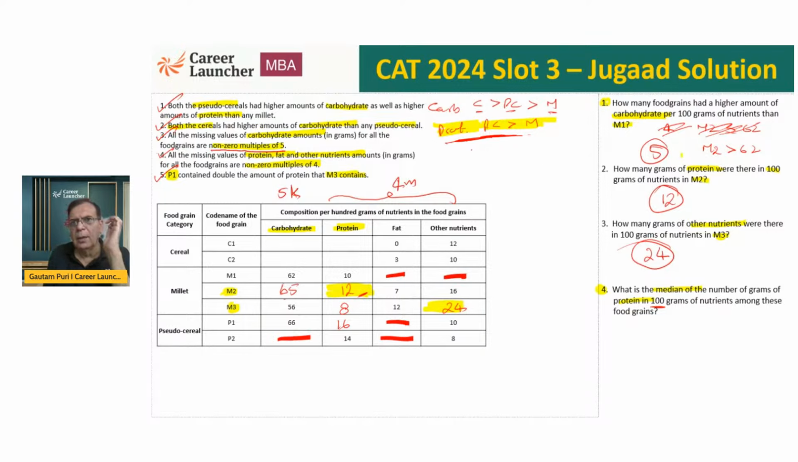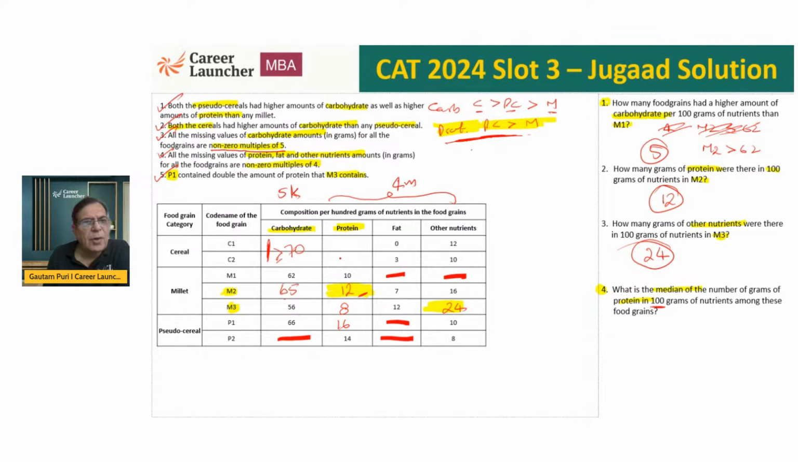Okay. Now let's look at any of these. Carbohydrate C1 has to be a multiple of 5, protein has to be a multiple of 4. And carbohydrates in C1 has to be more than 66. So what are the possible values here? These two, both of them have to be more than 66. So that means they will be more than or equal to 70, because these have to be multiples of 5.